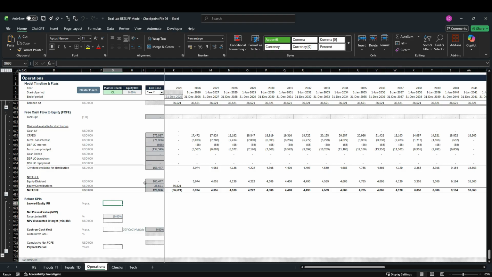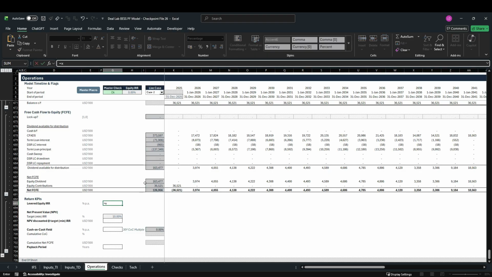So to calculate the levered equity IRR, all we need is to implement the XIRR function. And the XIRR function over the regular IRR function gives a little more flexibility when considering different dates. So I recommend to always by default use the XIRR function over the IRR function. The first thing we'll have to implement are our values. And that is going to equal K690. So here we pick up our net free cash flow to equity.